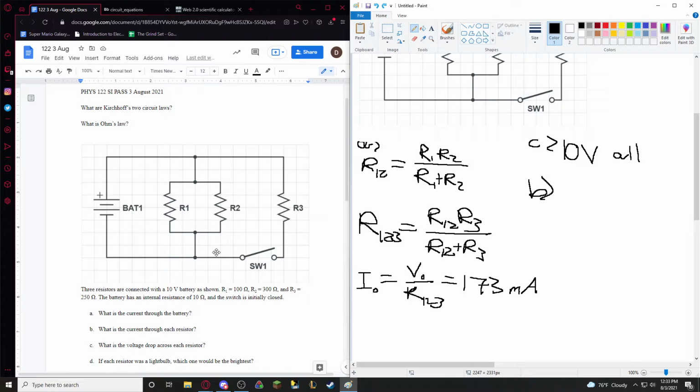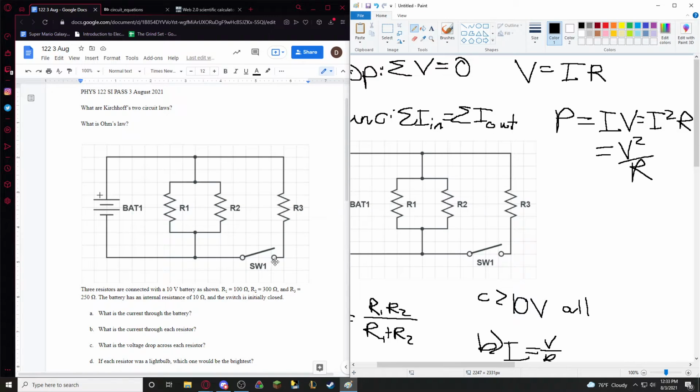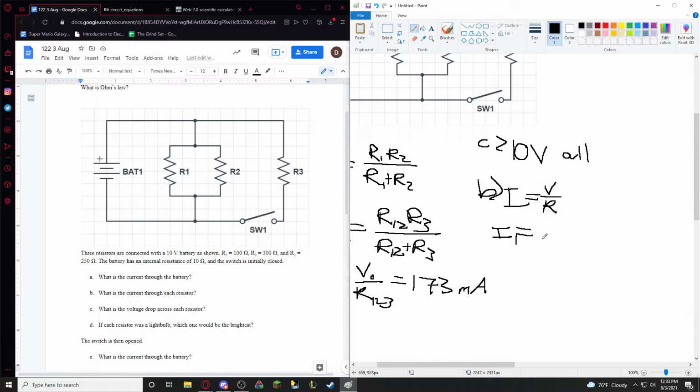I is equal to V over R. Exactly, for each one. It's just Ohm's law. So we'll say I1 is 10 volts divided by R1, which is 100 ohms. So it's 100 milliamps.